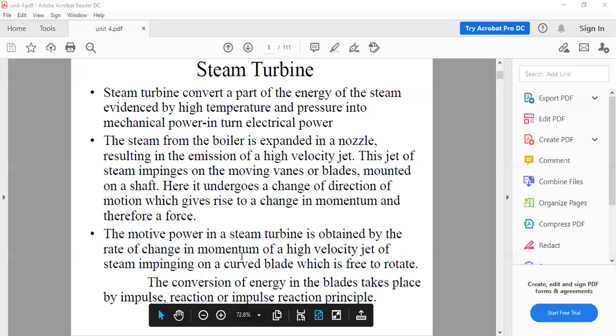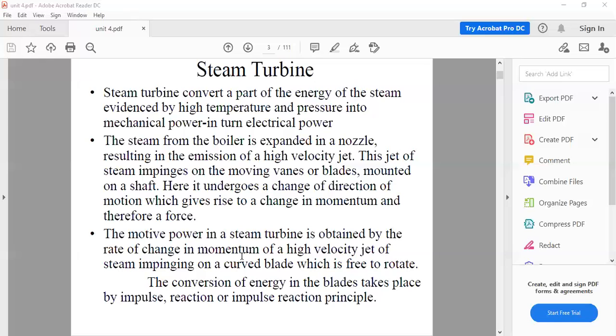So the steam from the boiler is expanded in the nozzle, resulting in emission at high velocity. Steam produced by the boiler comes through a pipe to the nozzle. In the nozzle, our steam expands suddenly at the time of emission, which increases the velocity of the steam. So we are getting very high energy steam leaving the nozzle. We use the nozzle for that purpose.